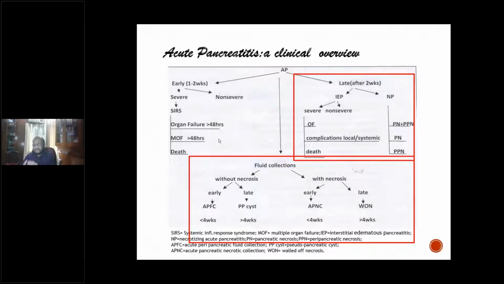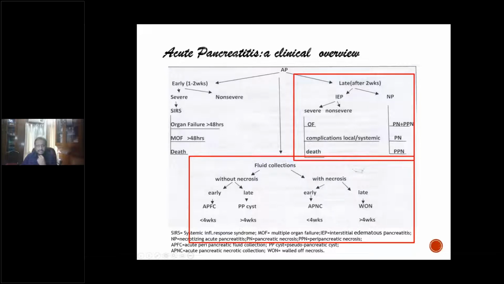So in the initial presentation, if you remember the Atlanta classification we talked about last time, we said that management of acute pancreatitis can safely be divided into two groups. First is the early stage, and the second part is the late stage, or the post-early stage. Here we're going to talk about the post-early stage management of acute pancreatitis. This is enclosed in the red. So you have late, after 2 weeks, and also the fluid collections in the early stages. This part is common to both early and late, depending upon the time of presentation.